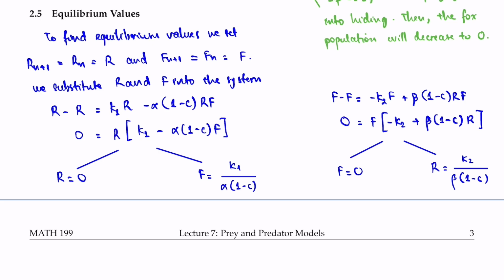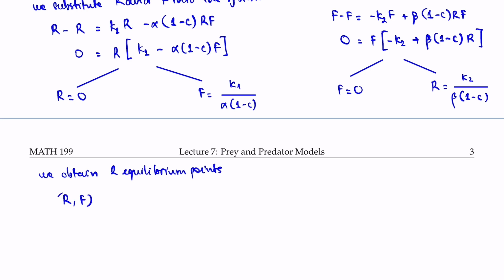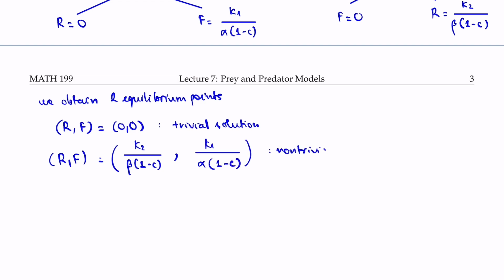So here we obtain two equilibrium points. One of which is r, f equal to 0, 0. Again, this is a trivial solution where everything will die down. I mean, both the rabbit and fox populations will die out from the ecosystem. And another equilibrium point, that is r equal to k2 over beta times 1 minus c, comma, k1 over alpha times 1 minus c. Right, this is a non-trivial solution.